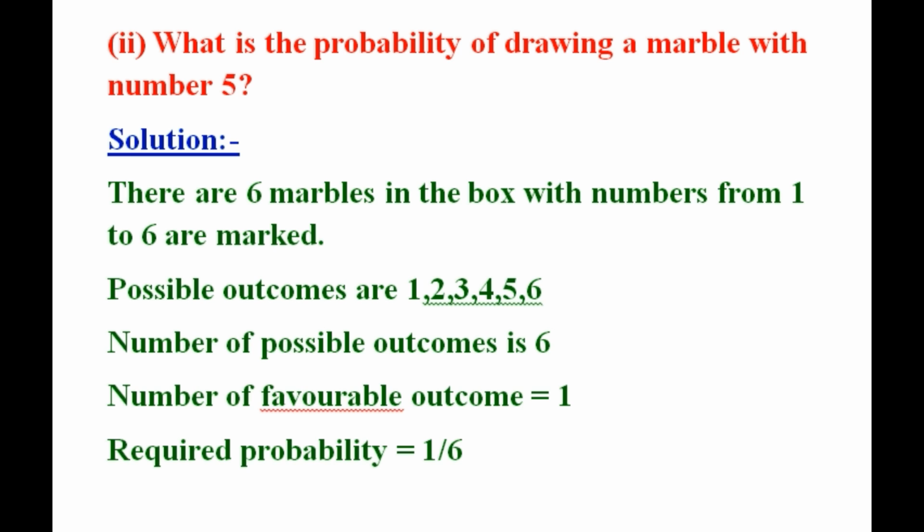Second one: what is the probability of drawing a marble with number 5? There are 6 marbles in the box with numbers 1 to 6 marked. So the possible outcomes are 1, 2, 3, 4, 5, 6. The number of possible outcomes is 6. The number of favorable outcomes is 1, because you are drawing a marble with number 5. That is only one chance. So the required probability is the number of favorable outcomes, 1, divided by the number of possible outcomes, 6. Therefore 1 by 6.